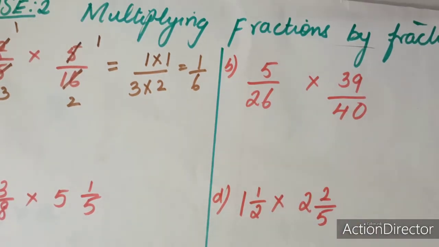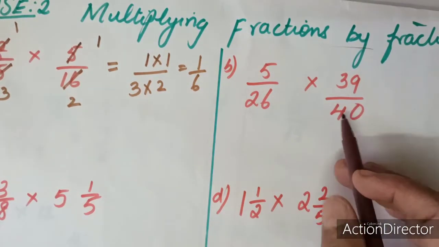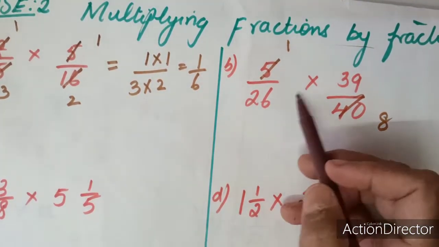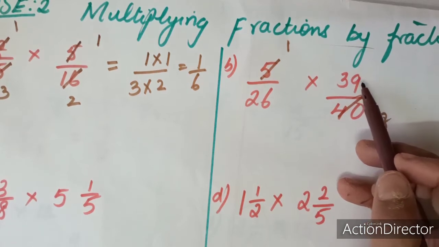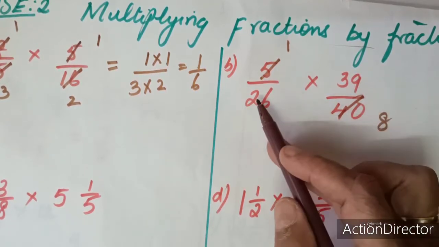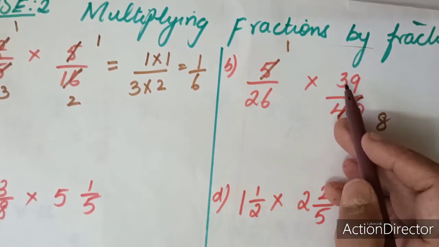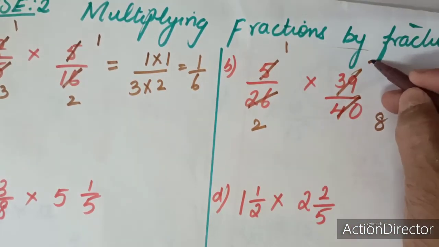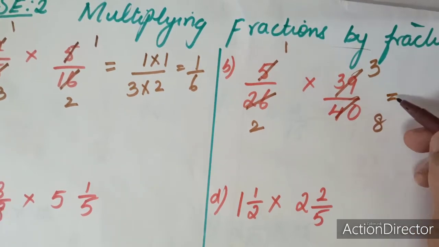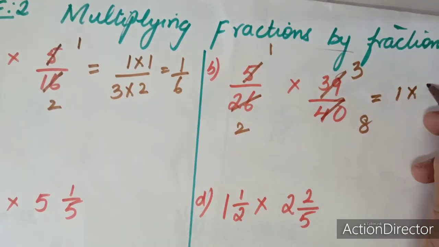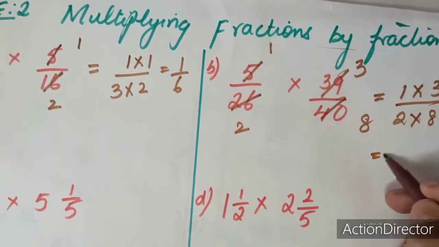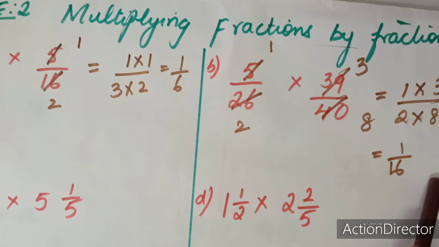So here 5 and 40 can be cancelled. 5 ones are 5, 8 5s are 40. Again 26 and 39. So you should be thorough with tables. 26 and 39 are in the 13 table. So 2 13s are 26 and 3 13s are 39. So you can multiply the numerators. 1 into 3 upon 2 into 8. This is equal to 1 upon 16. Again it is a proper fraction, so I leave the answer as it is.